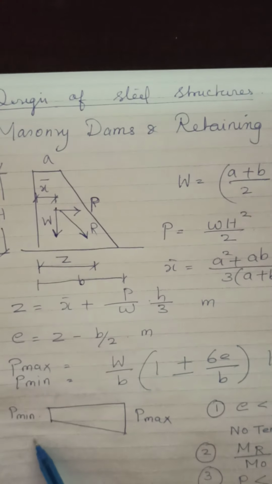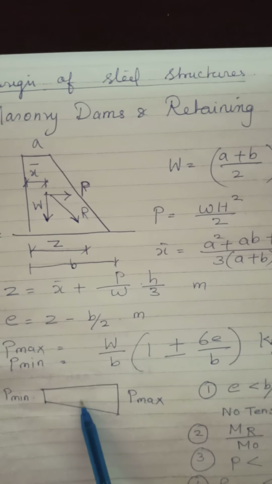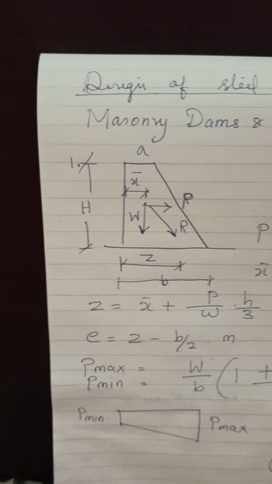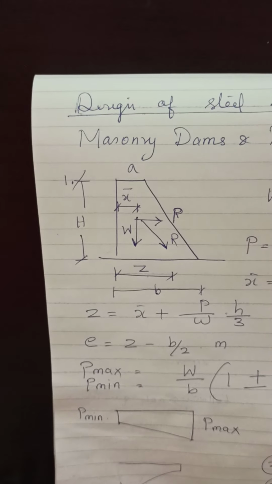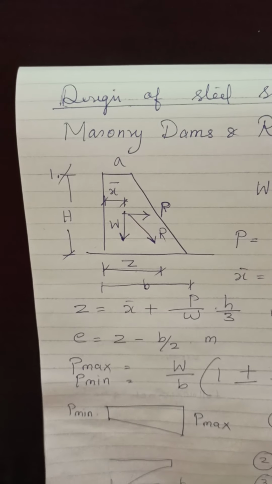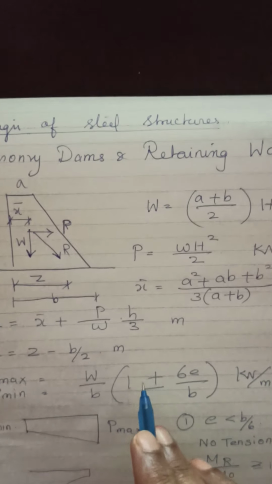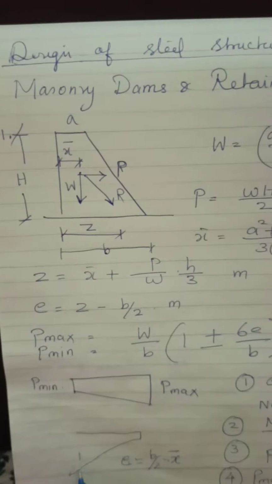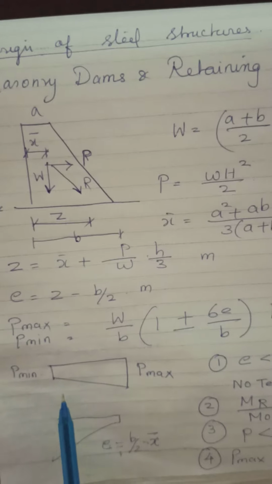P max is here and P minimum is here. So this is for a condition when the water pressure is acting on the dam section. And the other case would be when you have the reservoir empty, we have a stress diagram like this, and here the eccentricity is given as B by 2 minus x bar, and the same pressure calculations can be done with this E, but here the P max is here and P minimum is here. But for the full case, P max is here and P minimum is here.